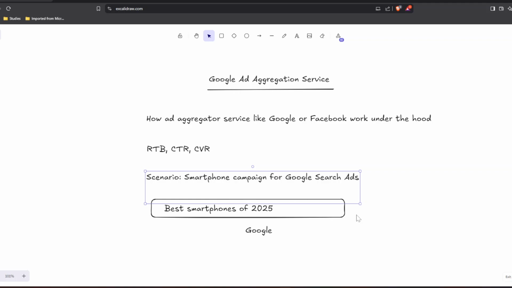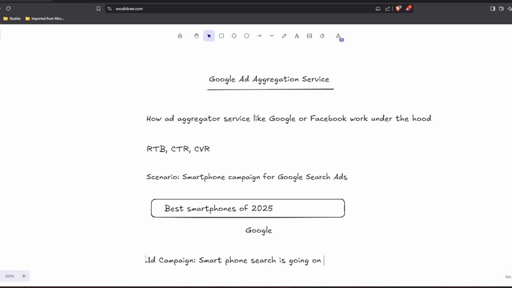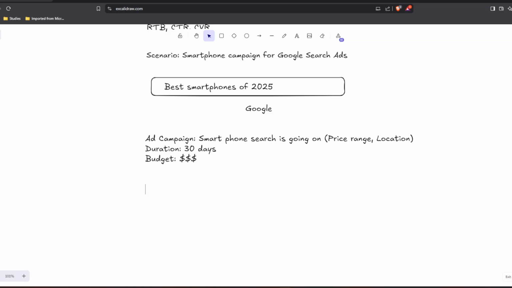Suppose Samsung or Apple is running an ad campaign. When I say ad campaign, how it runs is, they will say, provide my ad when this particular search for smartphone is going on, maybe on some price range or some location. There can be multiple points around this, and they run it for a duration of 30 days with a certain budget. I'm just writing a dollar just in case. We are not zeroing down to any cost right now. We will try to see what exactly comes there.